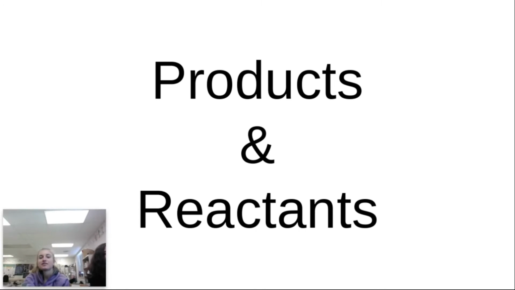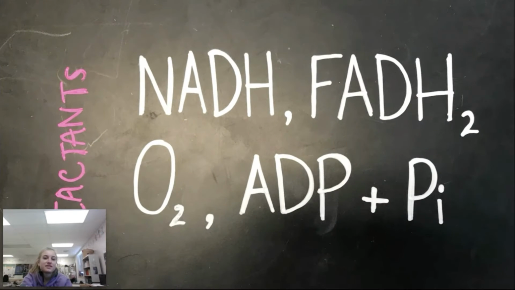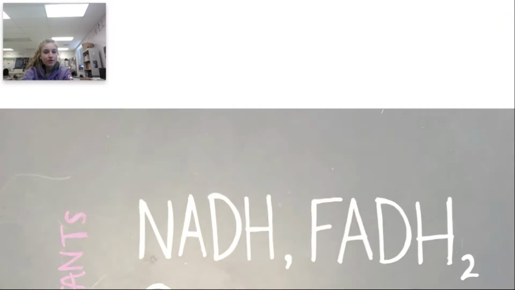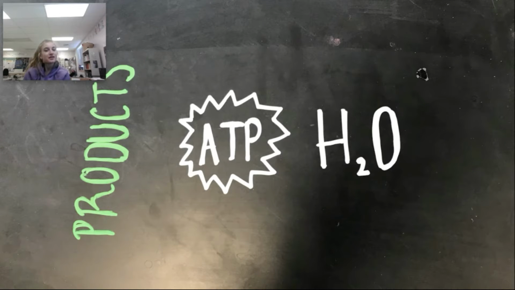The products and the reactants. So, the reactants of the electron transport chain are NADH, FADH2, O2, and an ADP molecule as well as a phosphate. The NADH and FADH2 come from the Krebs cycle. O2 waits at the end of the electron transport chain to accept electrons, and ADP and the phosphate are synthesized to make ATP. So then we have the products. The products of the electron transport chain are ATP, your dollar bill, and H2O. So you have water as a byproduct and ATP as your main product.